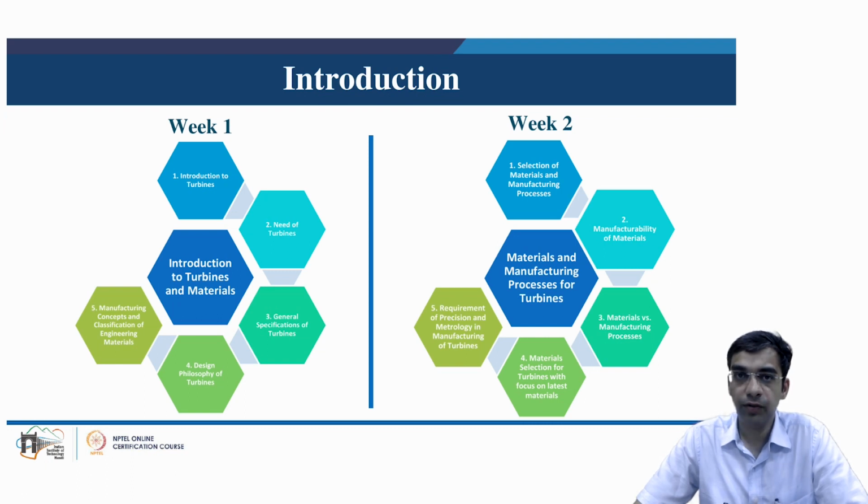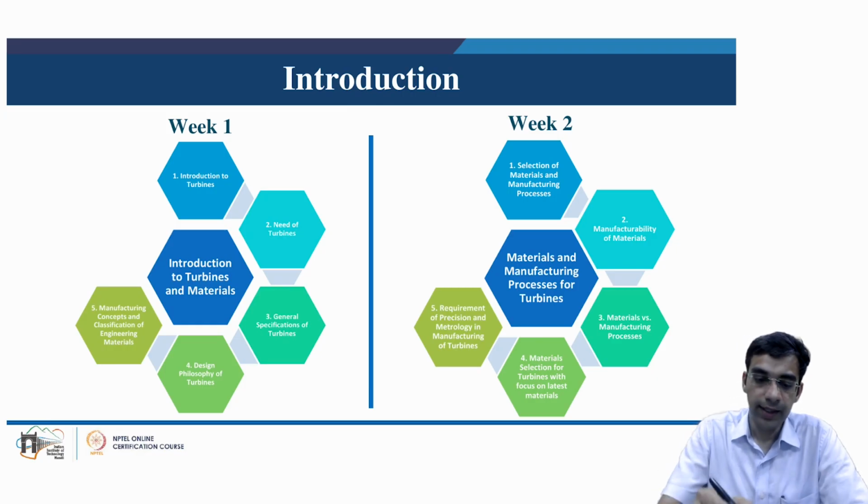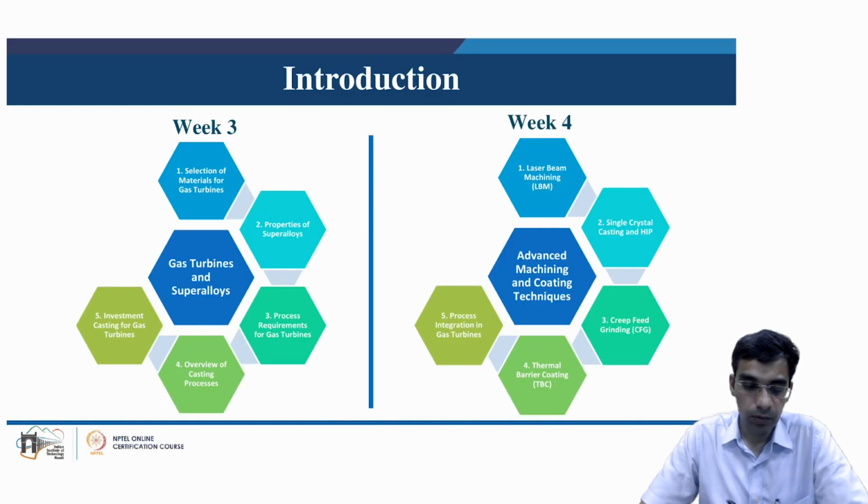Then we will look at mapping of materials and manufacturing processes which are used in turbine manufacturing. And then we will look at material selection for various turbines with focus on latest materials. Subsequently, we will also look at the requirement of precision and metrology in manufacturing of turbines. Moving on, in week 3, we will look at the details about gas turbines and superalloys.